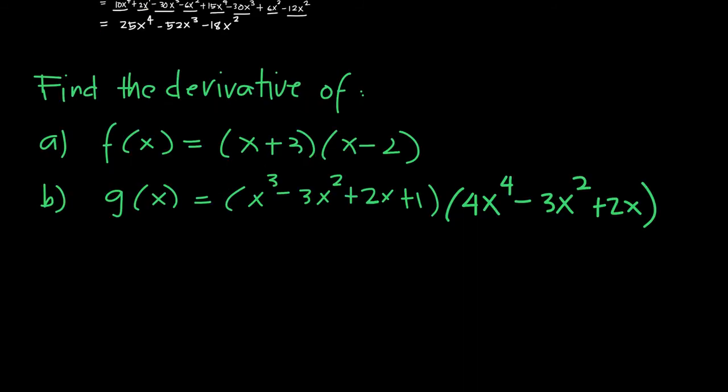Now let me end this video by showing you a sample of how you will make the decision whether you expand the expression before you get the derivative or just use the product rule, especially if the task says find the derivative and it doesn't require the simplest form of the derivative. So here you can see on the screen two functions, f of x and g of x. The f of x is the product of x plus 3 and x minus 2, while the g of x is the product of x cubed minus 3x squared plus 2x plus 1 and 4x to the fourth minus 3x squared plus 2x.